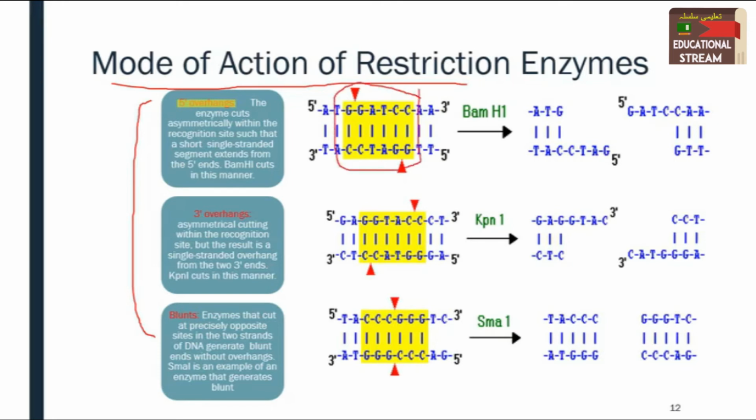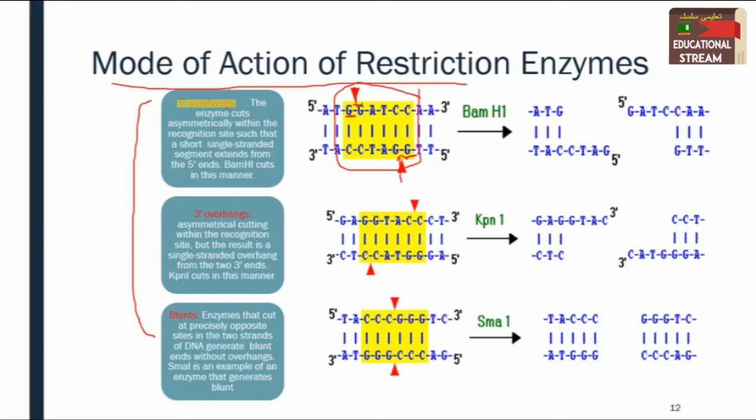The 5' overhang will be produced when the enzyme makes a cut in such a way that a short single-stranded fragment extends from the 5' end, as it is only making a cut after the G. So this short strand will appear at the 5' end, and the same on the complementary strand, it will cut after the G. So this short strand will appear there as well.